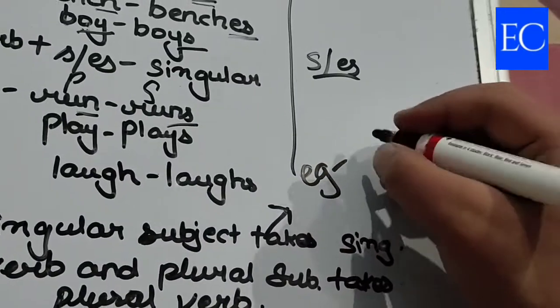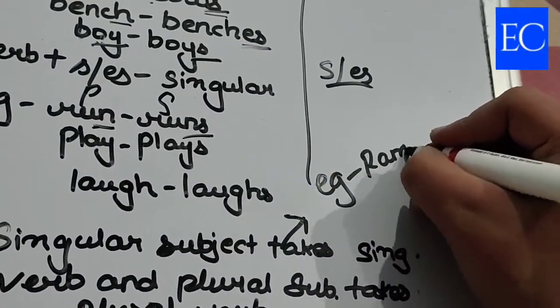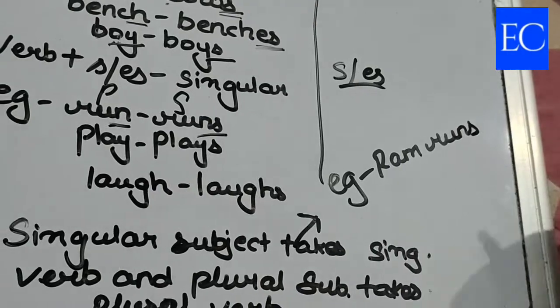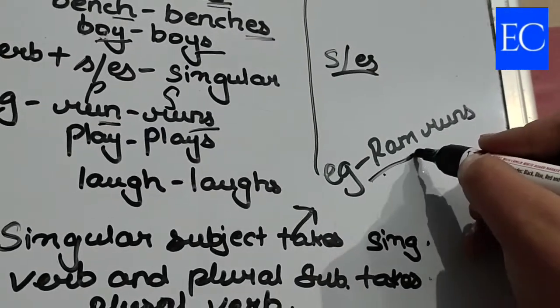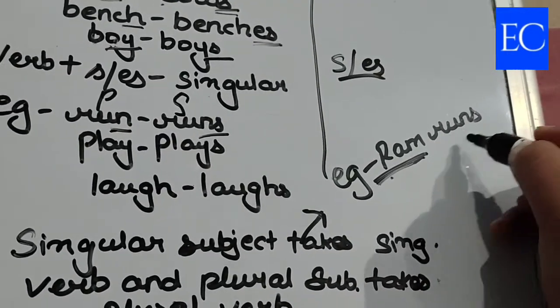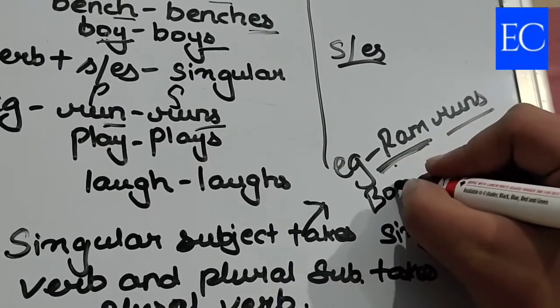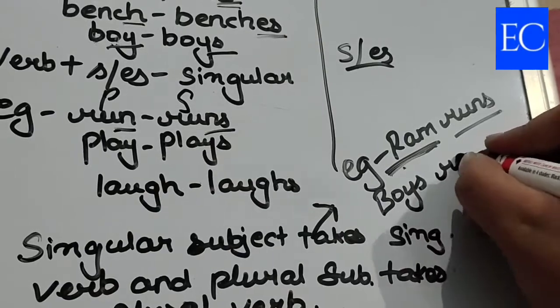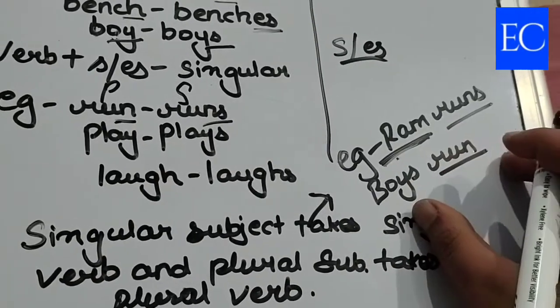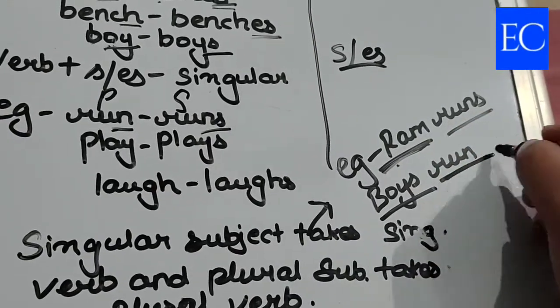Of this rule. Ram runs. This is singular. The subject is singular, hence the verb is also singular. Second, plural. Boys run. Here, the subject is plural and the verb is also plural.